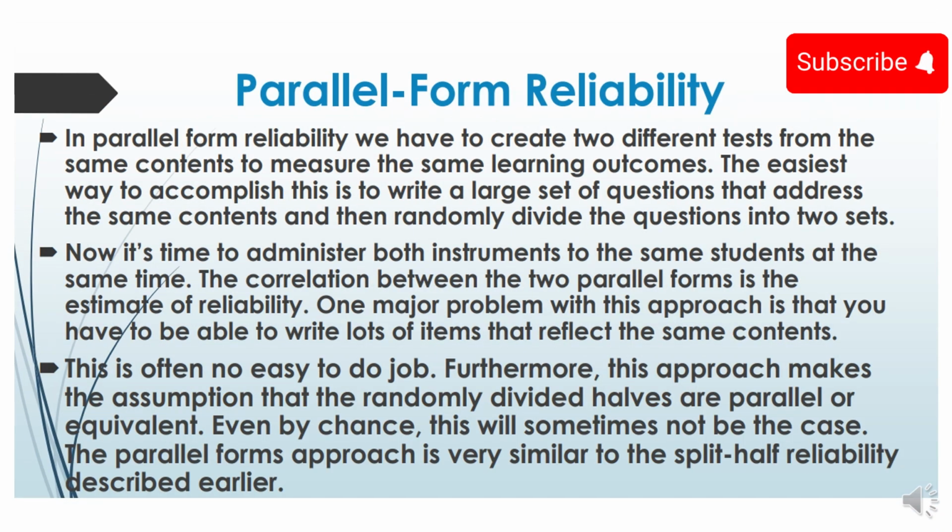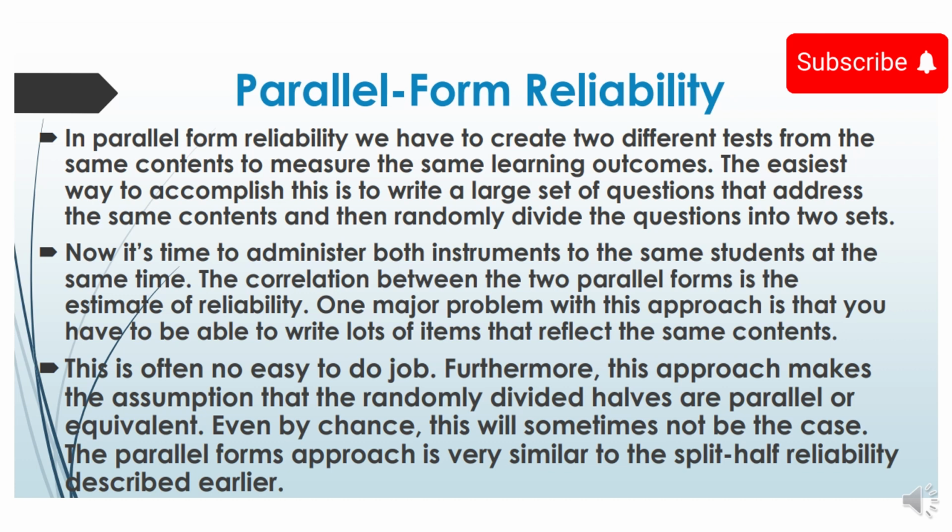Now, what is parallel form reliability? In parallel form reliability, we have to create two different test forms with the same content to measure the same learning outcome. So the easiest way to accomplish this is to write a large set of questions that addresses the same content and then randomly divide the questions into two sets. Now it's time to administer both instruments to the same students at the same time. The correlation between the two parallel forms is the estimate of reliability.